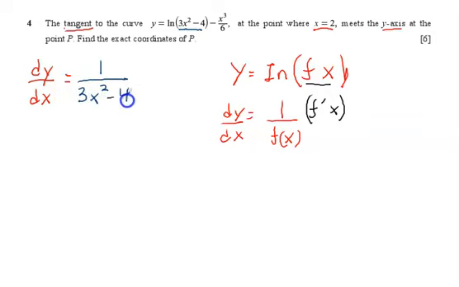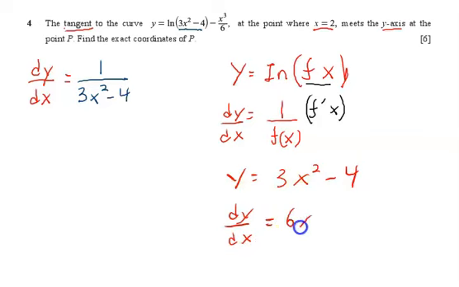Then I'm going to differentiate the expression 3x squared minus 4. When you differentiate it, you'll get 6x, only 6x. So I'm going to place it here.